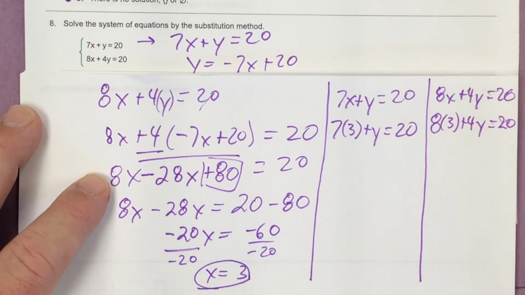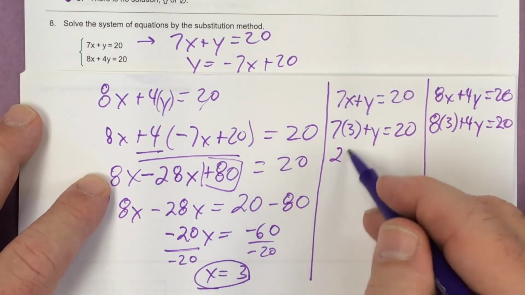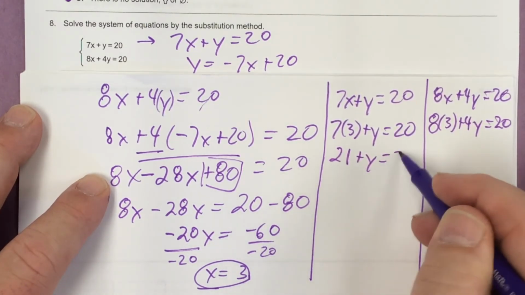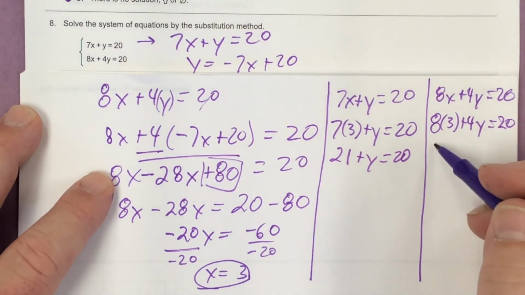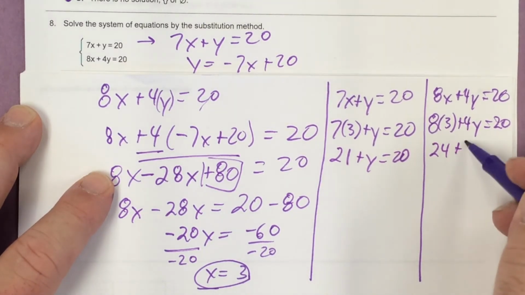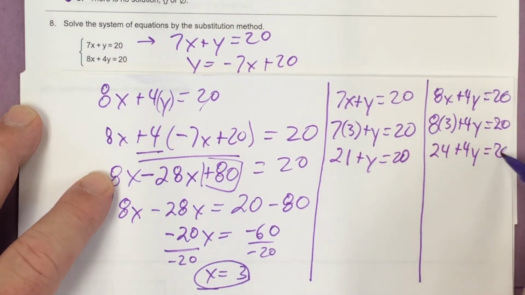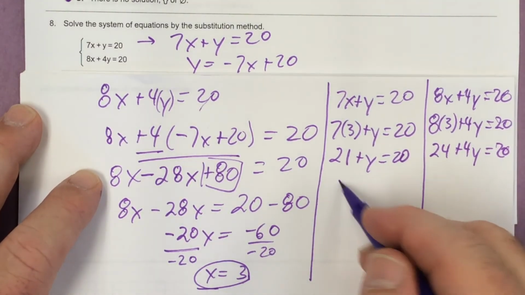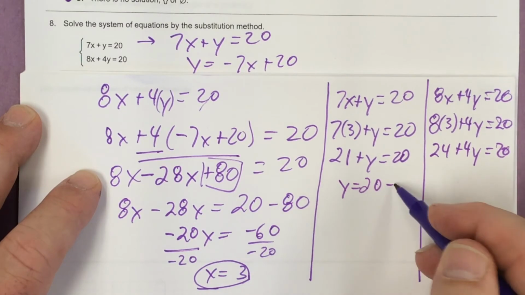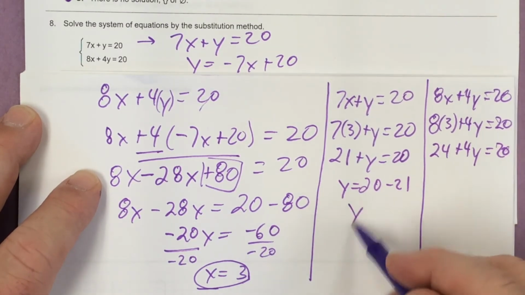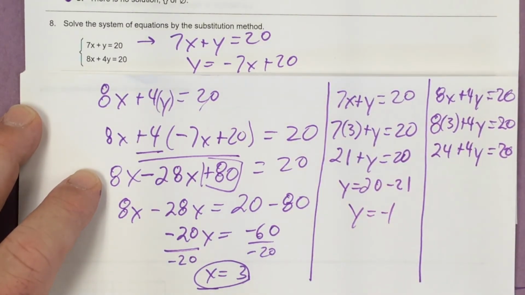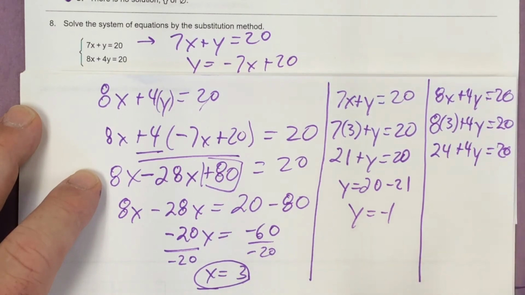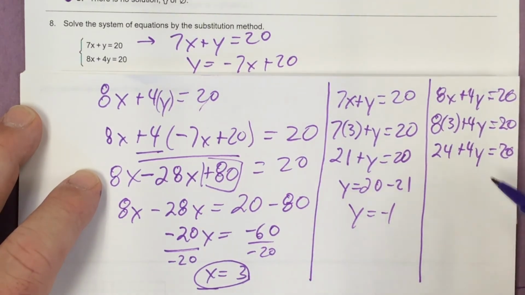And yeah, I think this is going to work out okay. So this is going to be 21 plus y is equal to 20. This is going to be 24 plus 4y is equal to 20. Now, if I'm going to move this over, I'm going to get y is equal to 20 minus 21, or y should equal negative 1. So we should be looking for a negative 1 over here, if this is the correct value of x.